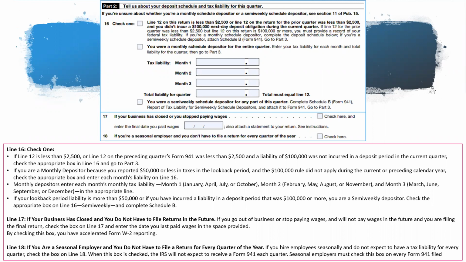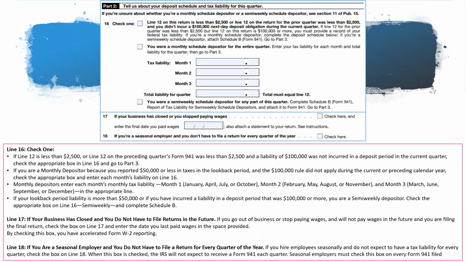So you want to be careful and make sure of that. If you ever have an over $100,000 tax payment, make sure that you switch to be a semi-weekly depositor. If you are a monthly depositor for the entire quarter, then you can go ahead and enter your tax liabilities per month in the boxes for month 1, month 2, and month 3. And the tax liabilities for month 1, month 2, and month 3 better add up to your total liability for the quarter.